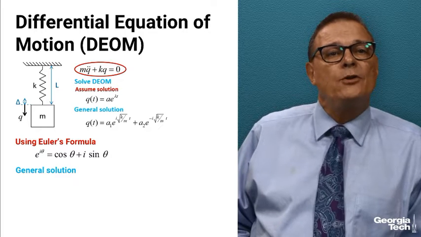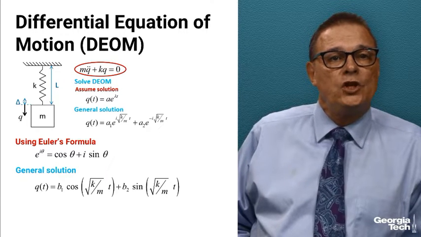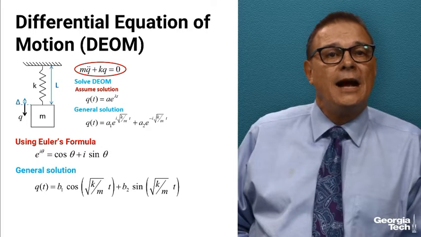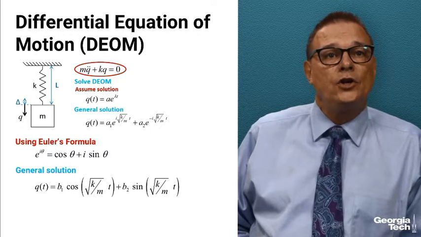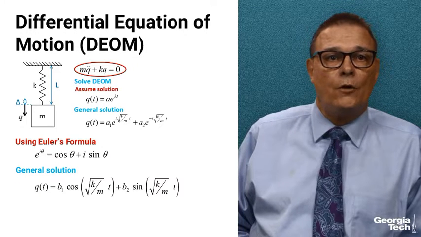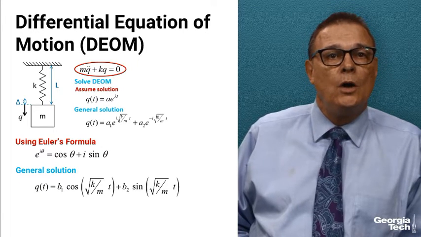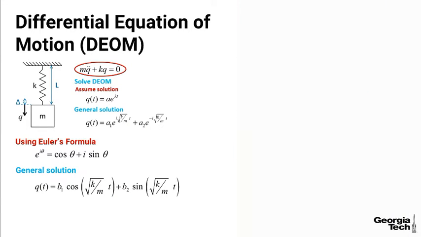So we're going to be able to come up with a general solution, which is going to be a combination of cosines and sines times, again, undetermined coefficients. But these undetermined coefficients, B1 and B2, are going to be different than the A1 and A2. And we'll see what those are.